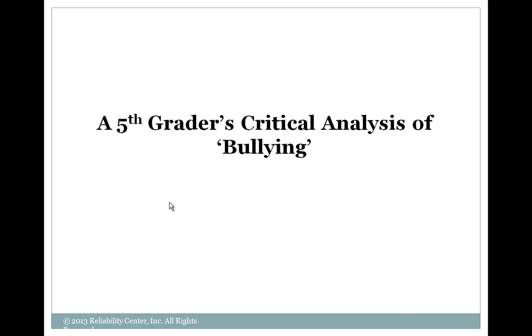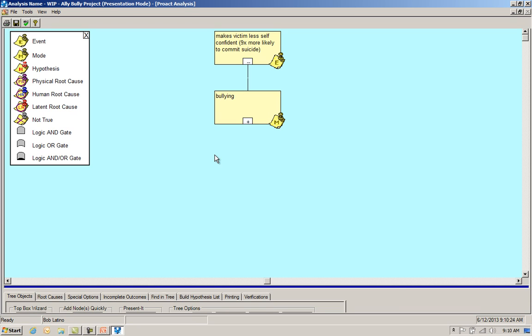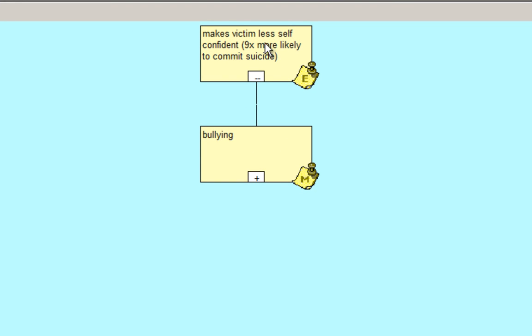Okay, now let's explore a fifth grader's critical analysis of the topic of bullying, very prominent today. Okay, here we're going to start with our logic tree. Remember, I left a legend up over here to understand any of the icons that may not make sense. The event in this case is that bullying makes the victim less confident, 9 times more likely to commit suicide. The mode in this case is going to be the actual bullying. So this is the cause, this is the effect. So our question becomes, how can we have bullying which results in producing less confident individuals?